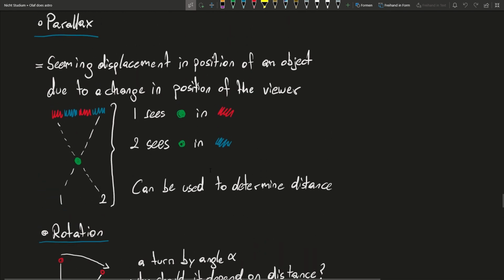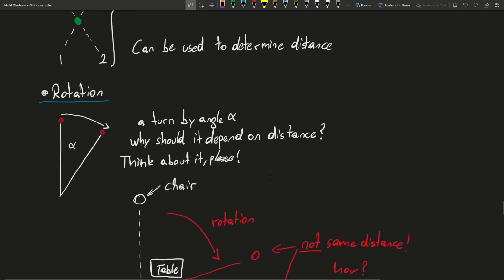Yeah, so that's parallax. Rotation: you have an object here, you have another object here. Either the object itself turns around you or you turn around by an angle alpha. Why should it depend on the distance? Doesn't make any sense. It would be the same angular change if the object was here and here at the half line, kind of. Please think about that.